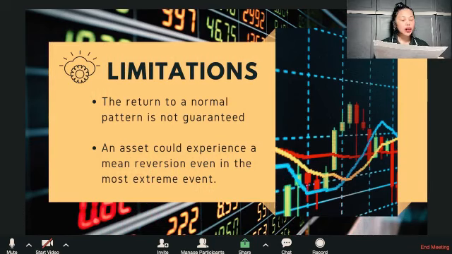But of course, there are limitations to this principle. Firstly, the return to a normal pattern is not guaranteed. This is because unexpected highs or lows could indicate a shift in the norm. Such events could include, but are not limited to, new product releases or developments on the positive side, or lawsuits on the negative side. Another is that an asset could experience a mean reversion even in the most extreme event. But as with most market activity, there are few guarantees about how particular events will or will not affect the overall appeal of particular securities.